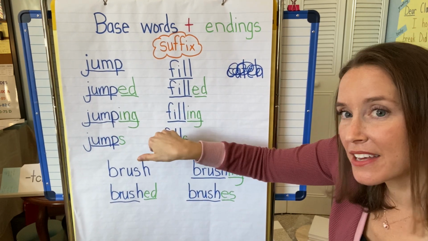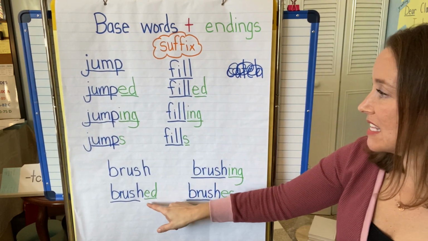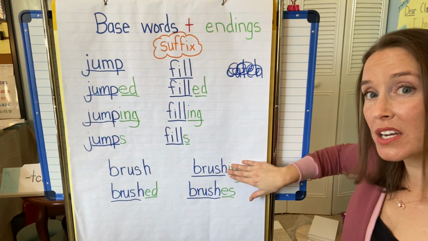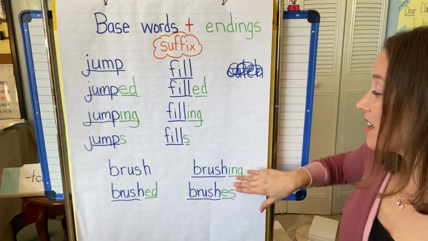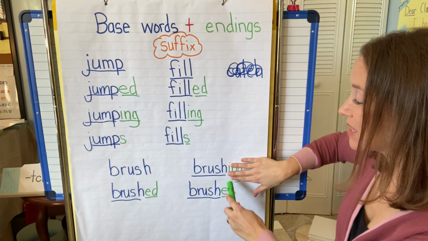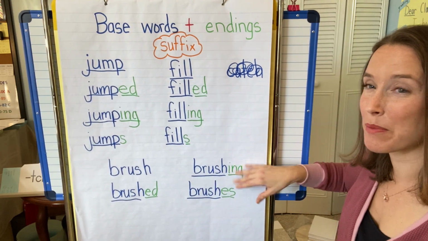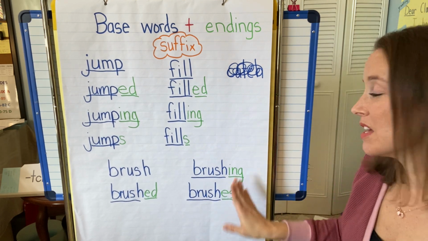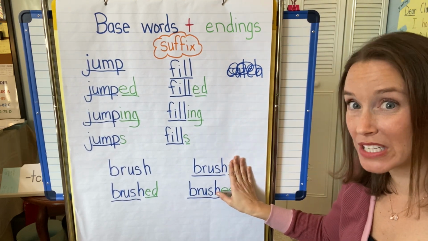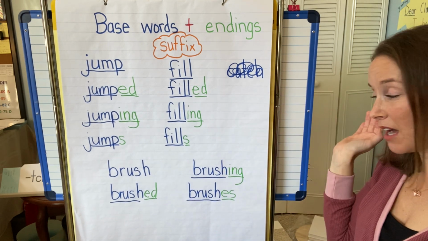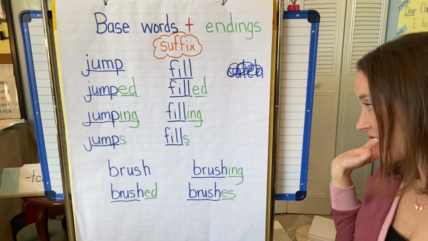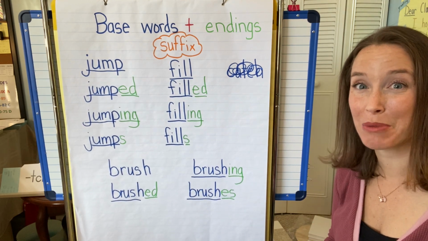Okay, so when you see these endings, not only do we want to know what they are and know our base word, but we want to be able to cover up the ending to help us read the base word. It's one of the reasons why we want to know these endings, so that when we come to a word we don't know, we can cover it up to help us read the base word and then open it up to finish reading the word. Brush, brushing. All right, boys and girls, we're going to do some practice with this.